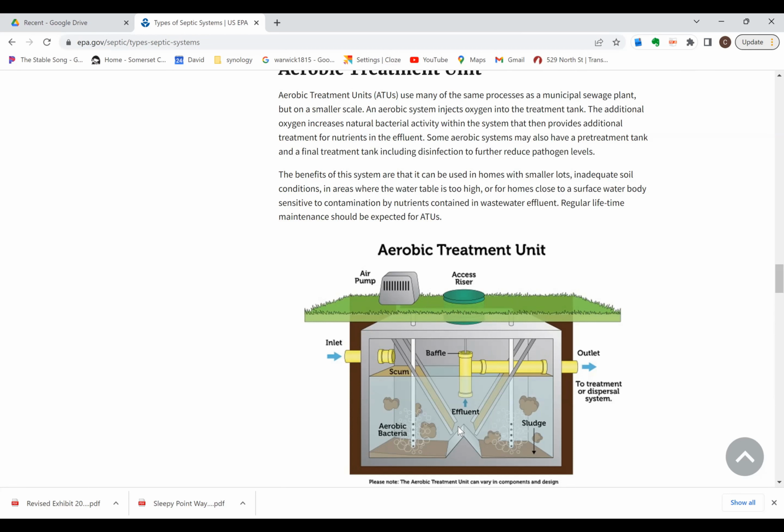So if you have a smaller lot, or a perk test that just isn't quite right, where it's not draining enough water, or it's percolating too quickly and they're afraid of groundwater contamination, this is probably the best alternative system that you can get, at least the most cost-effective alternative.